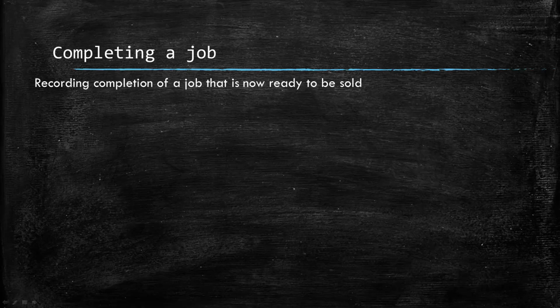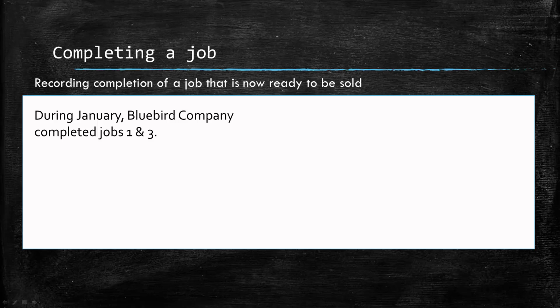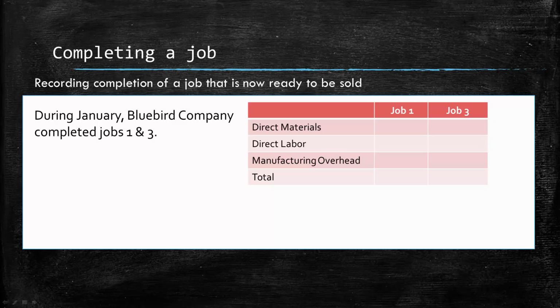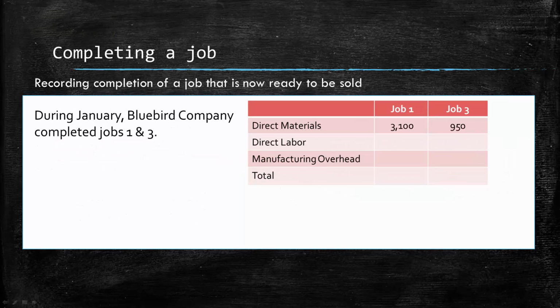Next, let's look at what we do when a job is completed. So Bluebird Company completed jobs 1 and 3 during January. So in order to do the journal entry for the completion of those jobs, we need to figure out what was the total cost of those jobs. And so we need to find the 3 elements, the direct materials, the direct labor, and the manufacturing overhead relating to those jobs. So let's flash back and look at our materials. In that journal entry, we were told that for job 1, materials was $3,100, and job 3, it was $950. So that's what we would put here under each job.